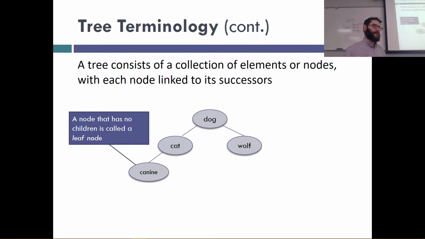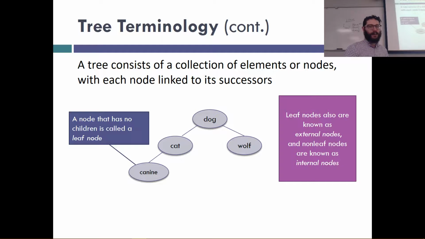Because again, these are growing upside down, so you've got the root at the top of the tree, and if it's growing upside down, all the leaves are going to be at the bottom of the tree, right? So if you have no children, you're a leaf node. We can also call them external nodes because they're on the outside, and if you have children, you're an internal node because you're on the inside, but honestly, leaf is what we use there.